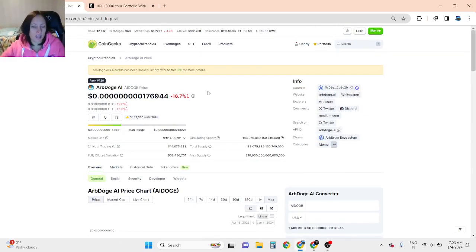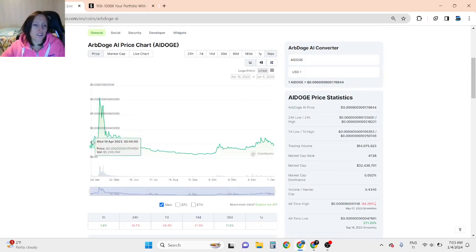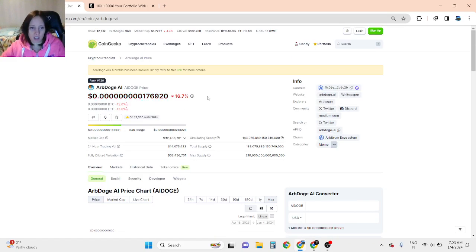This is ArbDoge AI price prediction 2024, which had huge gains last year, and I believe this is definitely closer to 10x to closer to 100x. But this is a scam project, and I wouldn't buy it, because there is a huge chance to lose money for the people who are investing in this.